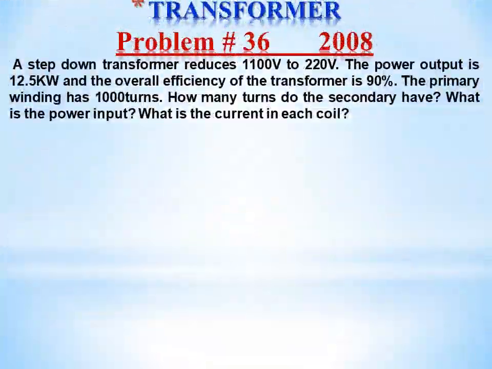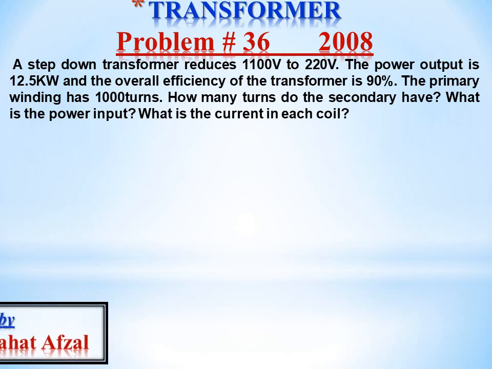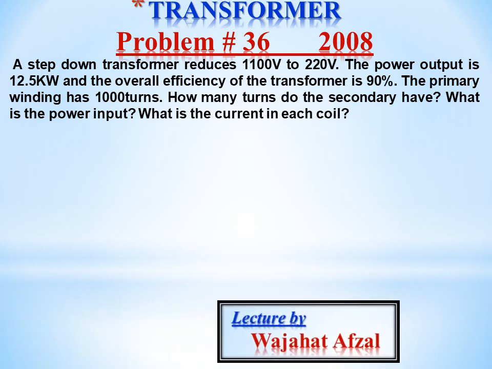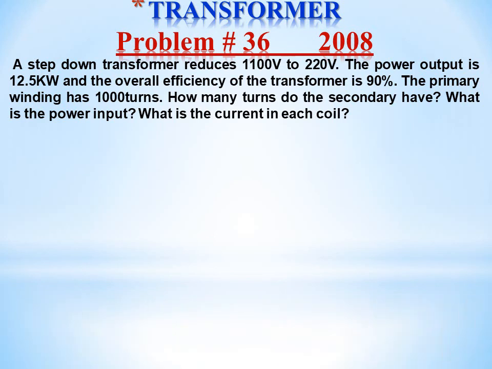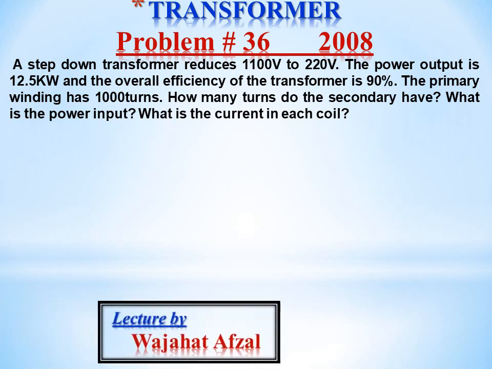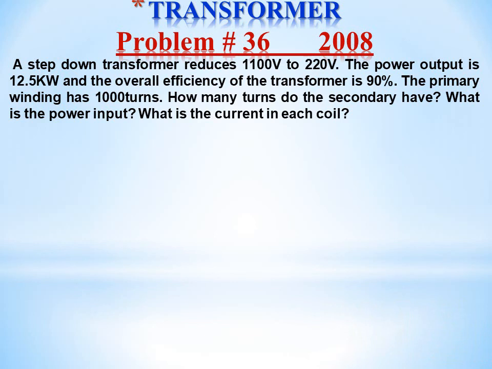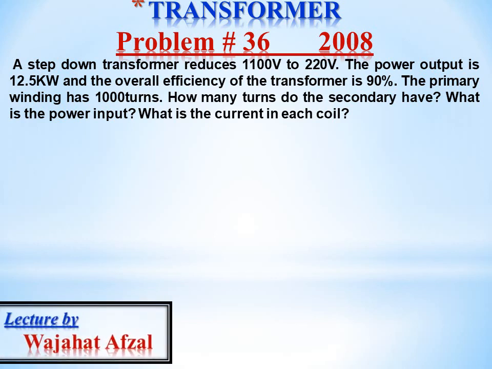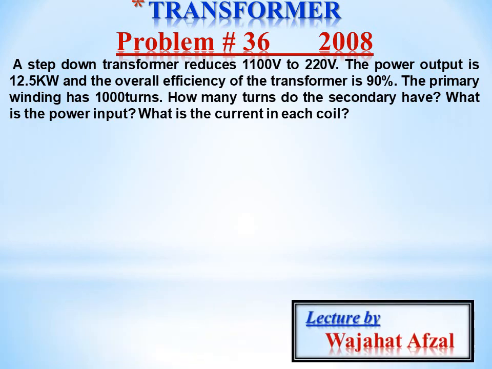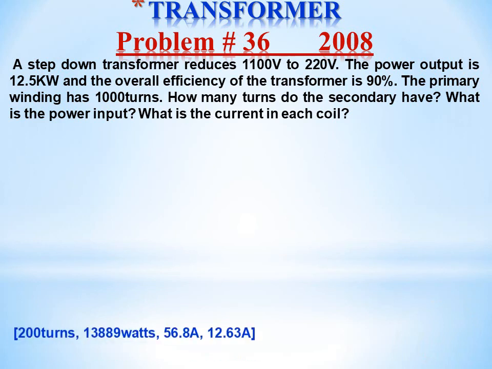Okay class, now our next problem is problem number 36, which came in 2008. A step down transformer reduces 1100 volts to 220 volts. The power output is 12.5 kilowatts and the overall efficiency of the transformer is 90%. The primary winding has 1000 turns. How many turns does the secondary have? What is the power input and what is the current in each coil?